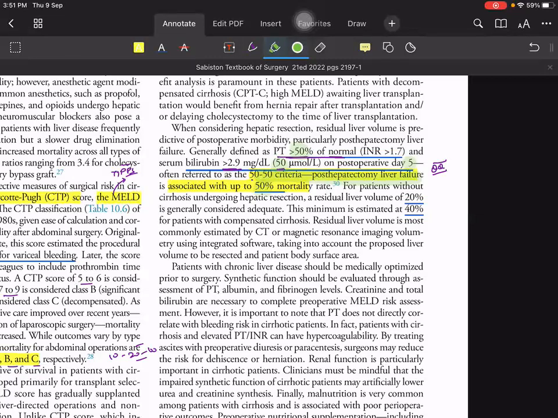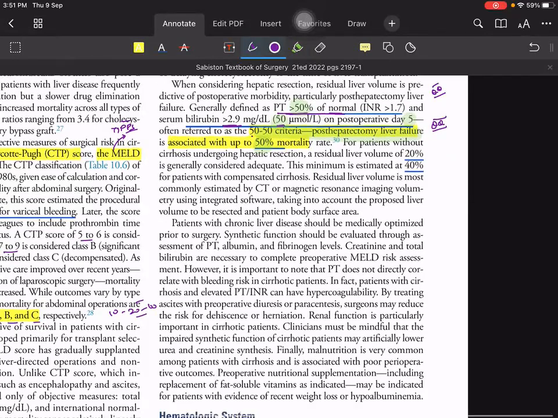So once again, PT more than 50%, serum bilirubin more than 50 micromole, and post-operative day 5, it is associated with up to 50% mortality rate. That is called the 50-50 criteria for post-hepatectomy liver failure. After hepatectomy, if you see these lab values on these days, it is associated with 50% mortality rate. Very much expected. It was recently added in the 21st edition, not in the 2020 edition.